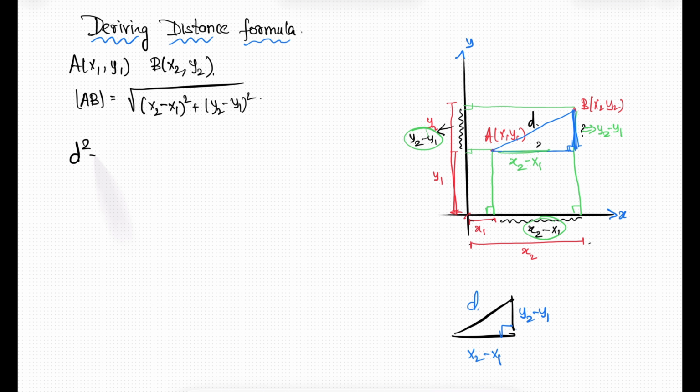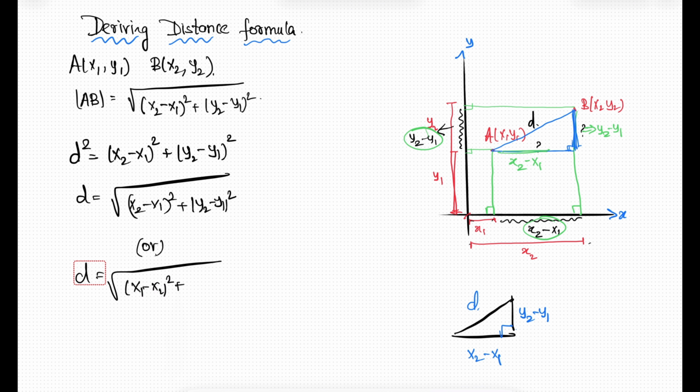So the alternate forms are D is equal to root over x1 minus x2 the whole square plus y1 minus y2 the whole square. Few students think that this is not the right formula, but this is also the correct formula, as x2 minus x1 the whole square is equal to x1 minus x2 the whole square.